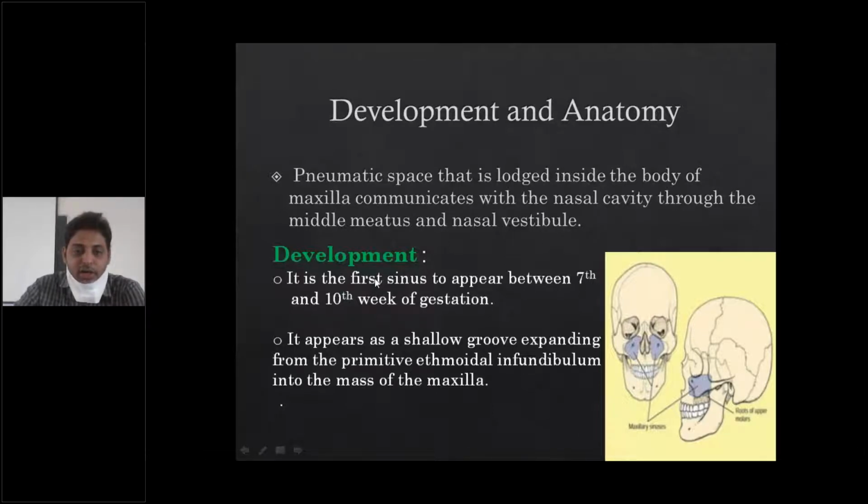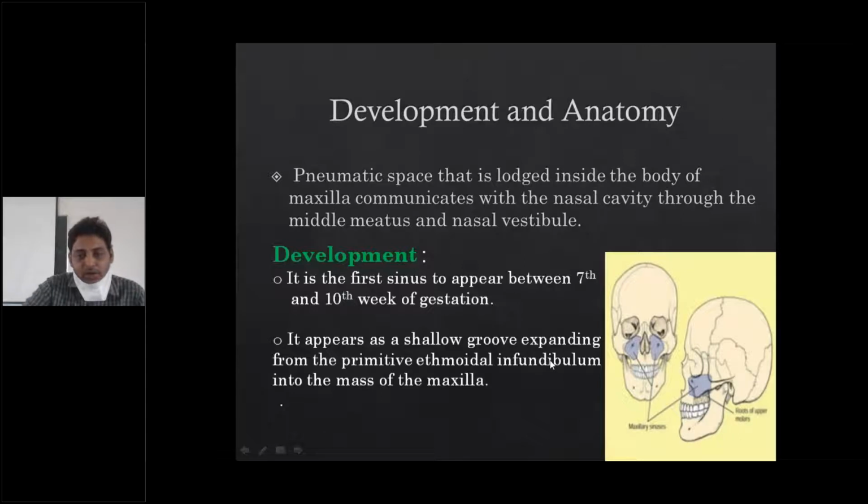From an examination point of view, you will get a question regarding which is the first sinus to develop. Here it is the maxillary sinus. This is one of the MCQs you will frequently get in PG entrance. You will get four options: maxillary, frontal, sphenoid, and ethmoid. The answer you have to pick is the maxillary sinus. It appears as a shallow groove expanding from the primitive ethmoidal infundibulum into the mass of the maxilla.